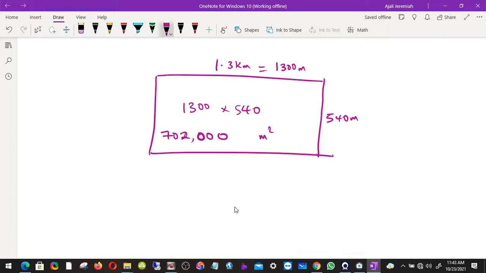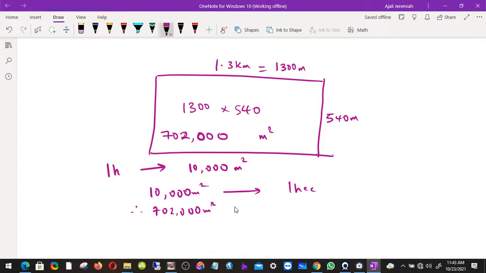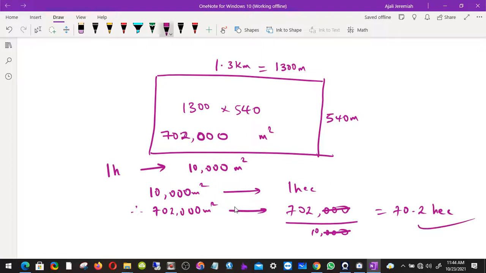But they did not ask us the answer in meters square, they asked us in hectares. So let's convert. What's the conversion for hectares? 1 hectare is equal to what? 10,000 meters square. Okay, so we can say 10,000 meters square is 1 hectare. Therefore, this times this divided by this, right? So 70.2 hectares. So that's the area of the village. Solve, please.